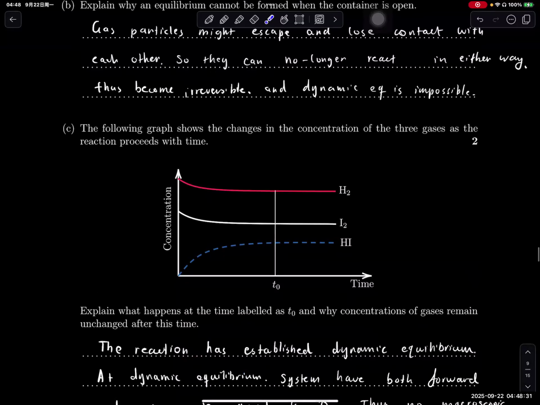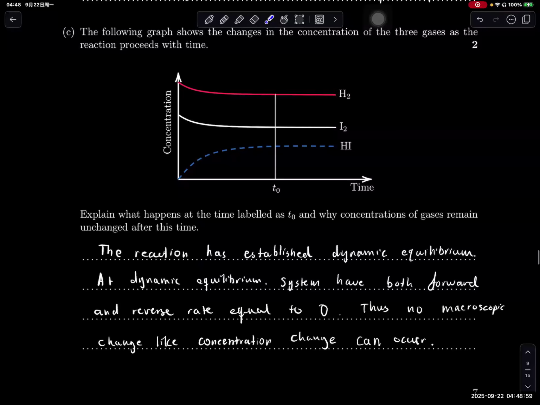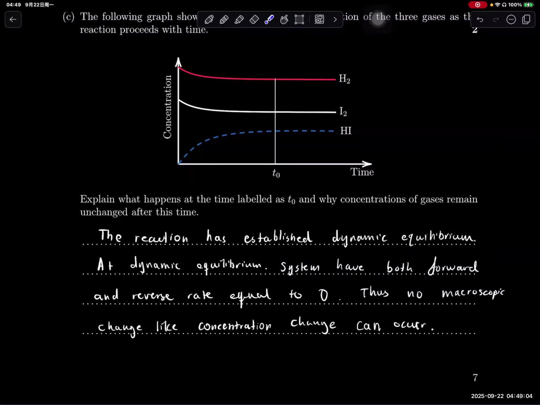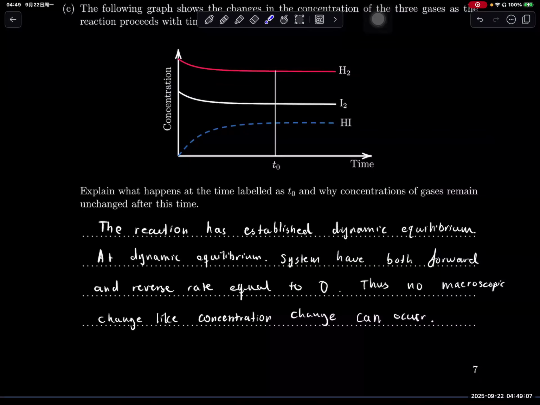Okay. Part C. The following graph shows the change in concentration of three gases as the reaction proceeds with time. Explain what happens at the time labeled as T0, and explain why concentration of gases remain unchanged after this time. So at T0, we can see how the concentration stops changing for all of the three gases. This is by definition a dynamic equilibrium, right? So the reaction has established a dynamic equilibrium, and the dynamic equilibrium system has both forward and reverse rates equal to each other. Thus, there's not going to be macroscopic change in concentration.